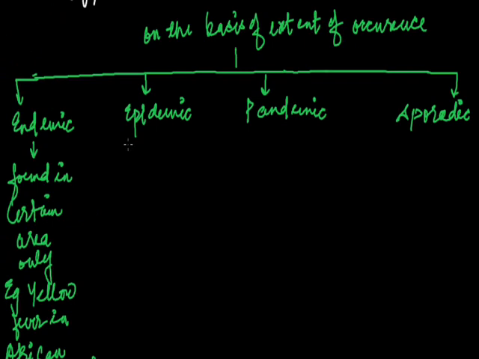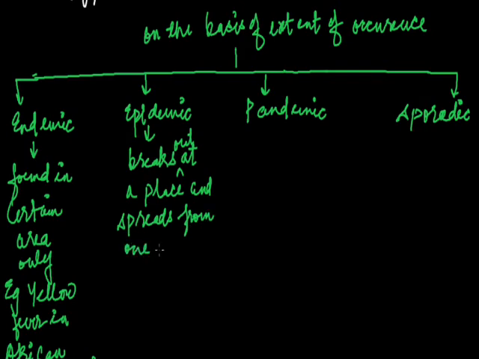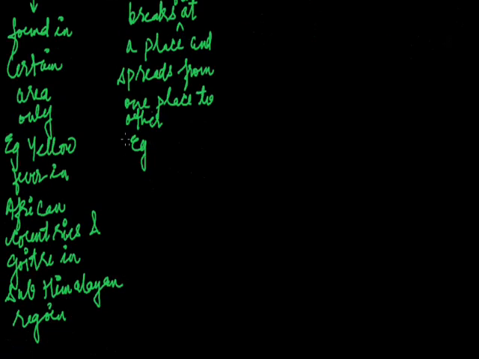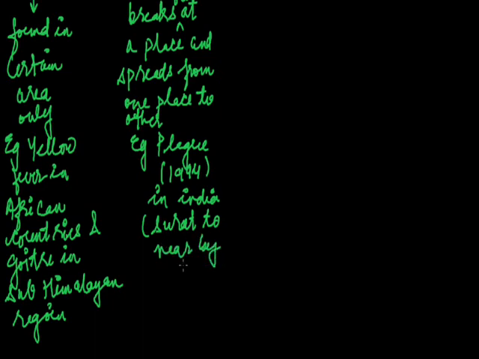Now epidemic. Epidemic diseases are those diseases which break out at a particular place and spread from one place to another. An example is the plague that occurred in India in 1994. It spread from Surat to nearby regions also.